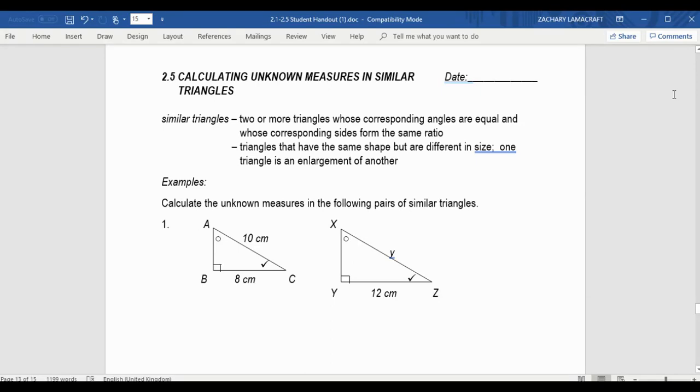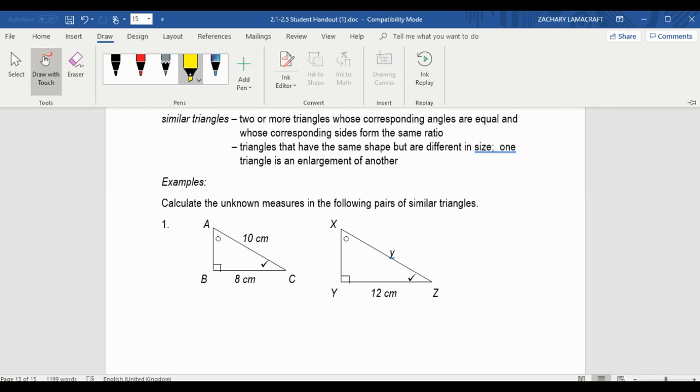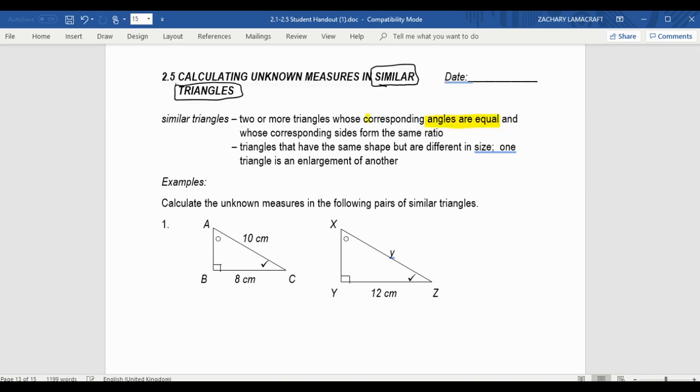Okay, so basically doing the ratios the other day kind of set us up for what we're doing today, okay? So 2.5 is calculating unknown measures in similar triangles. So these are the big keywords here, similar triangles, okay? Similar triangles are two or more triangles whose corresponding angles are equal, and we'll show you what that means. So the angles are the same measure, basically, they're the exact same, and whose corresponding sides form the same ratio.